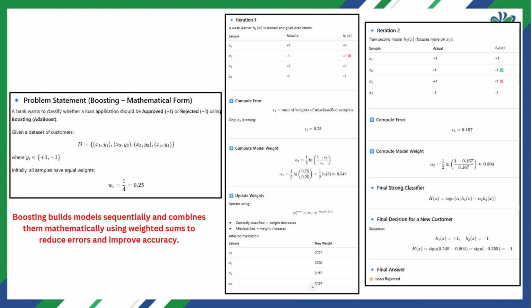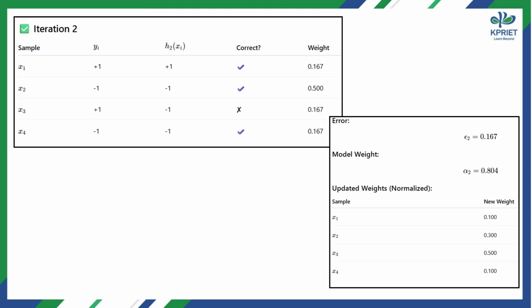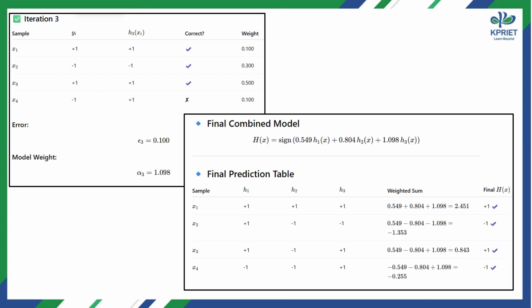If the majority of the classifiers give a good result, then your loan will be approved, or else your loan will be rejected. Boosting builds models sequentially and combines them mathematically using a weighted sum to reduce errors and improve accuracy. So this is how the iterations work, from iteration 1 to iteration 2, followed by the final combined model and your prediction table.